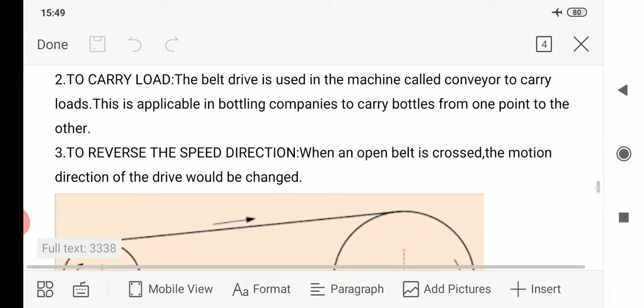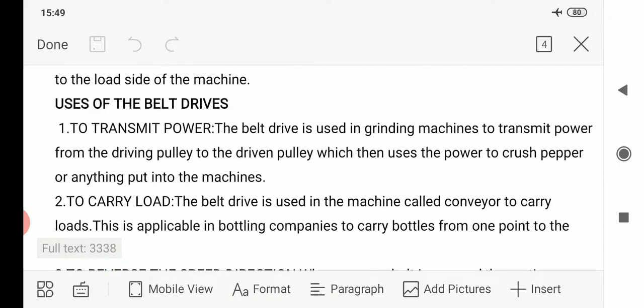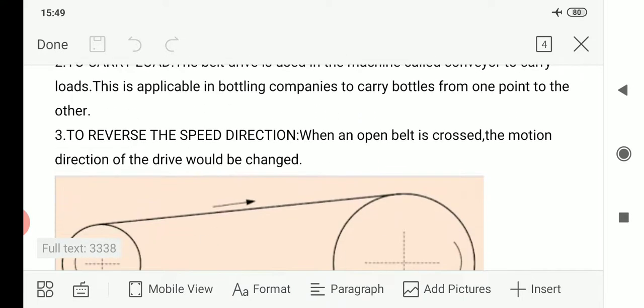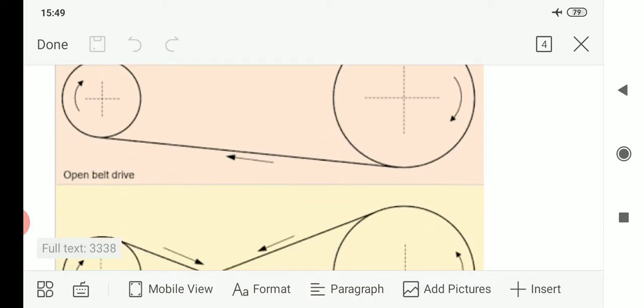The third use of belt drive is to change the direction of motion of a machine. When an open belt is crossed, the motion direction of the drive will be changed. So the diagram to illustrate this is what we can see here.